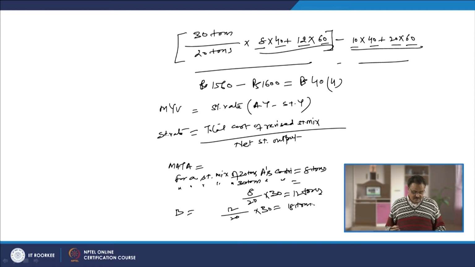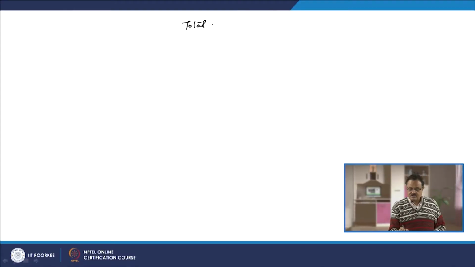Now, once we have calculated the revised quantity, on the basis of the actual we have upscaled the standard and reworked the proportion of the actual and the standard. For calculating the variance, we now have to calculate the total cost of revised standard mix.